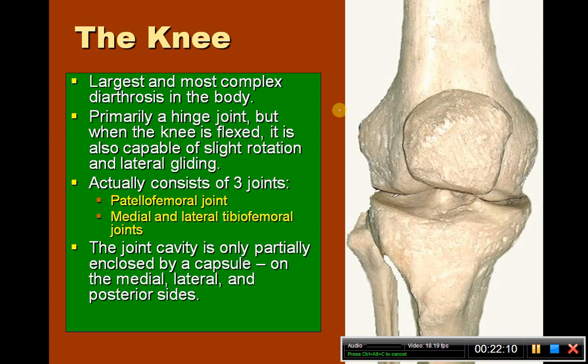Next is the medial lateral tibiofemoral. What's that? Tibiofemoral. Tibia meets the femur. So here you have medial and lateral. Which one's going to be the lateral? How do you know which is lateral in this picture? The side of the fibula. Right. Lateral is the side with the fibula on it. And the medial is the opposite.